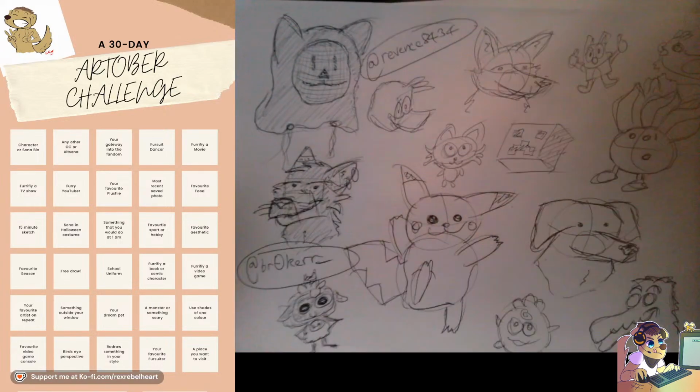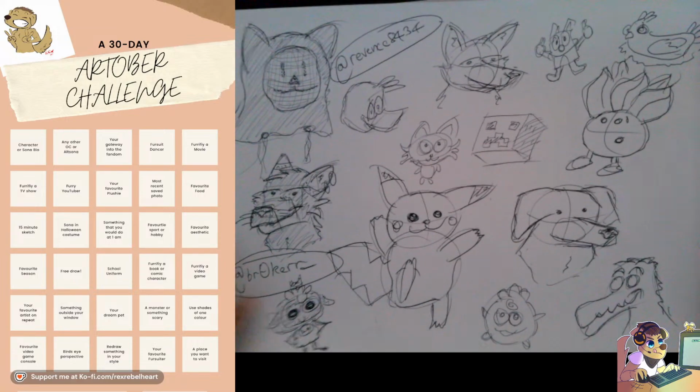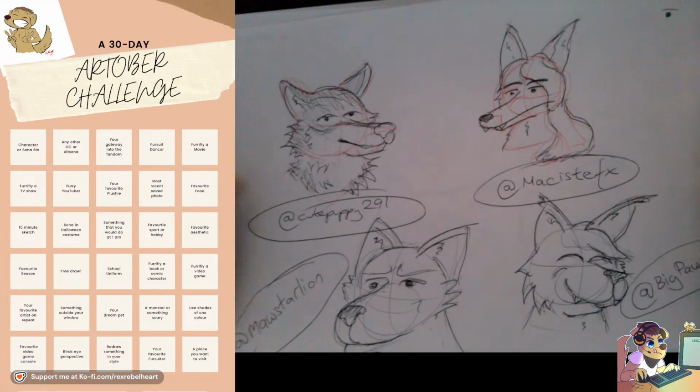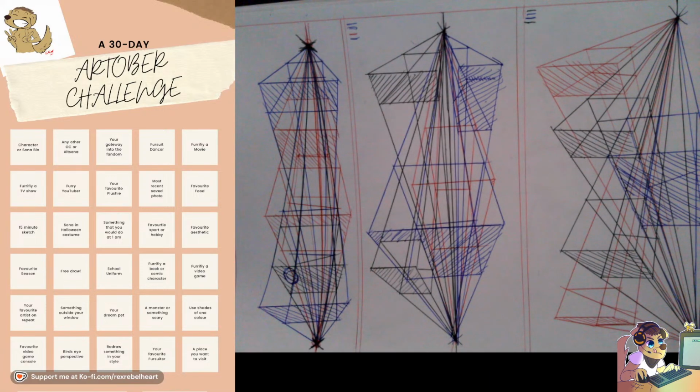So, today, output. We did this little drawing sheet here. And we did a bunch of perspective, whatever you want to call them, 2-point perspective exercises. Not bad, man.